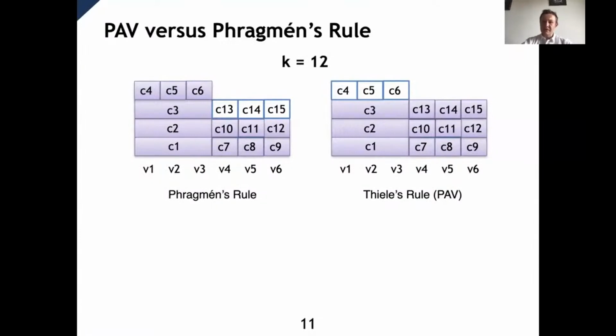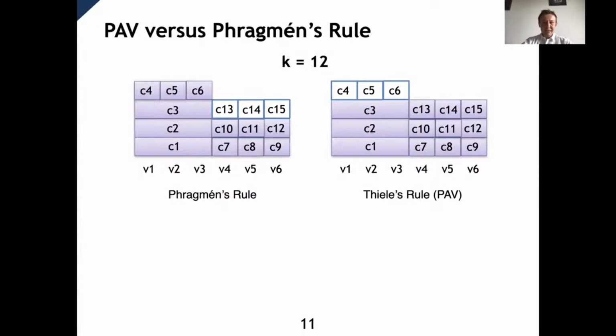So why does PAV behave differently? What PAV observes is that by removing one representative of voter V1, that is by removing C4, and by adding one representative for voter V4, for example, C13, we reduce the societal inequality. That is, we decrease the number of representatives for one voter from 4 to 3, and at the same time, we increase the number of representatives for one voter from 2 to 3. And the same is achieved by removing candidate C5 and adding candidate C14, and by removing C6 and adding C15.